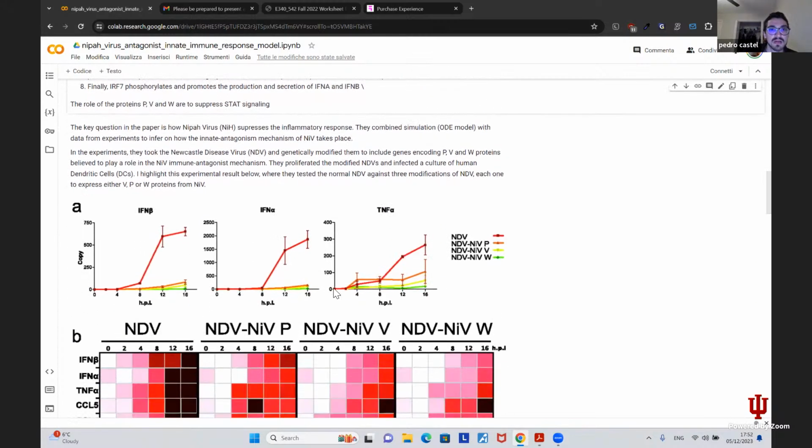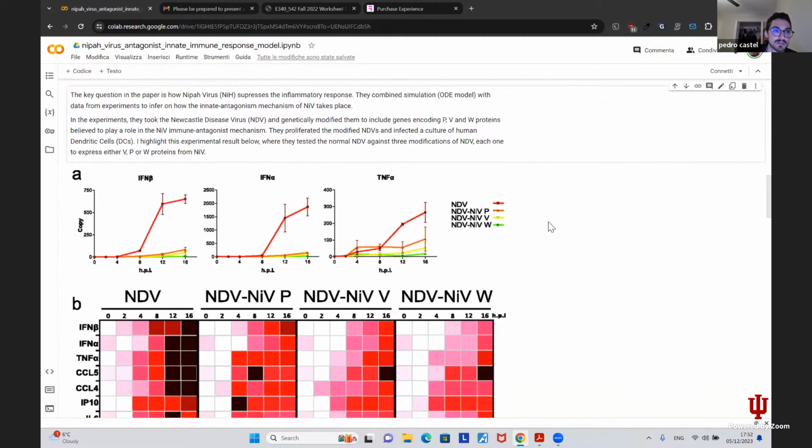All right. In the paper, now talking about experiments and data, real data, which I think is important. And of course, James would request that if I didn't put it here. What they did in the experiments was they took another virus, NDV, which is Newcastle disease virus. I don't know what it is. I didn't lose my time searching for it.